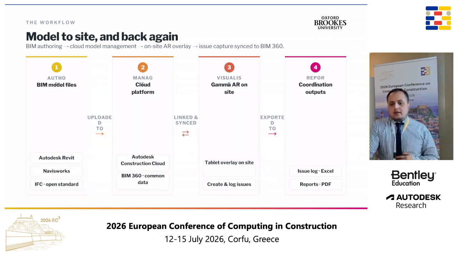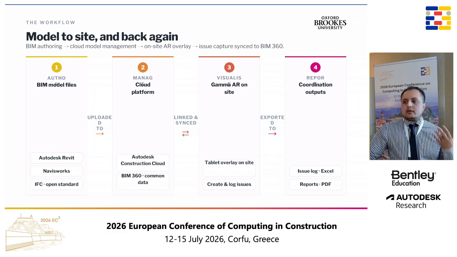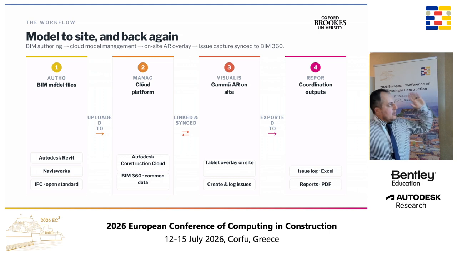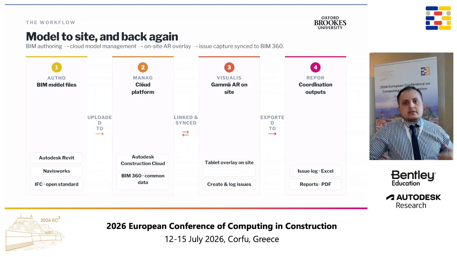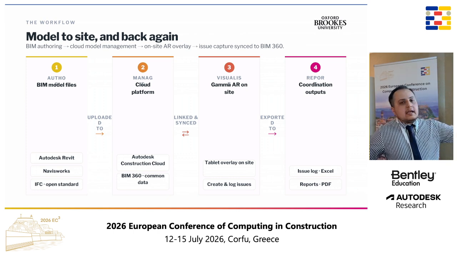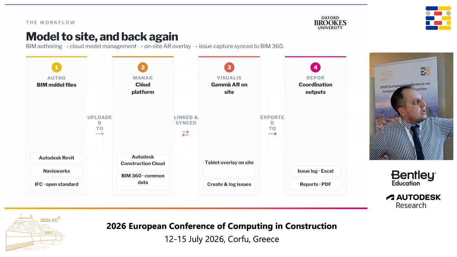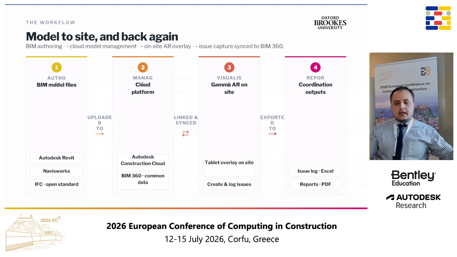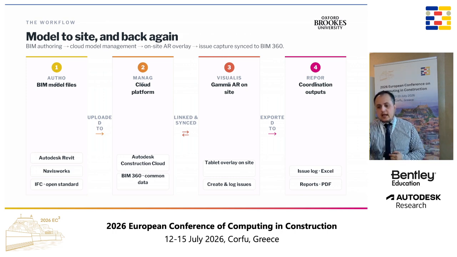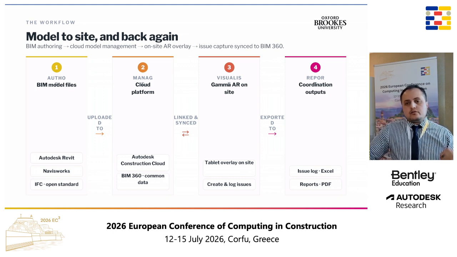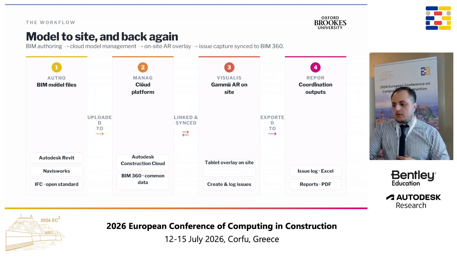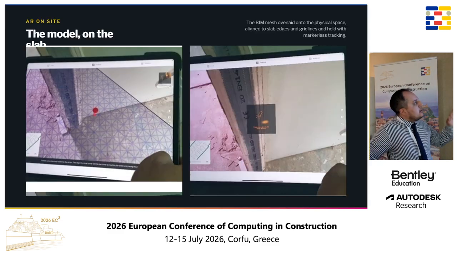The way the model was deployed on site: first, a BIM model was created using Revit on a common data environment, ACC and BIM 360, uploaded onto the cloud, and then synced with Gamma AR. Any issues that were detected in Gamma AR were synced back to the common data environment, and issues were logged in the app itself and reported either using a PDF or an Excel sheet. So that was the workflow of deploying it.